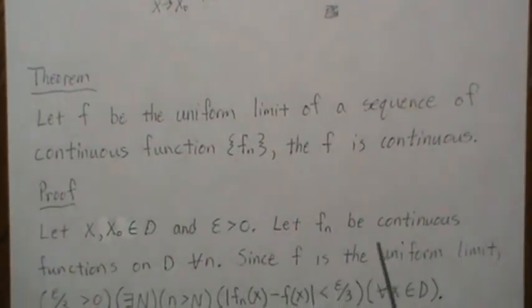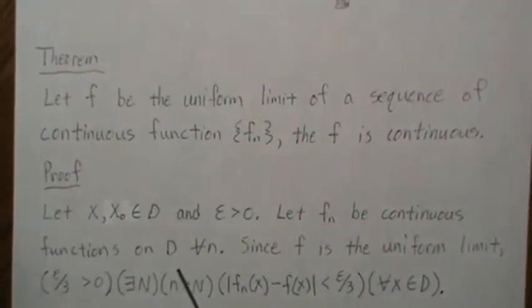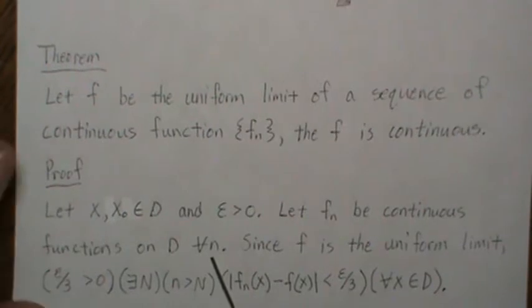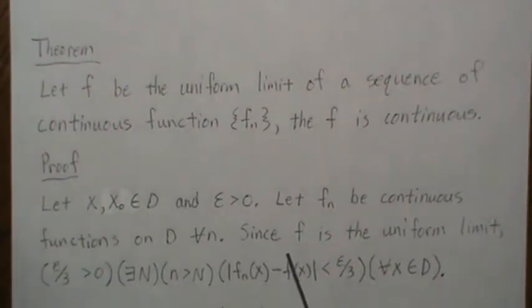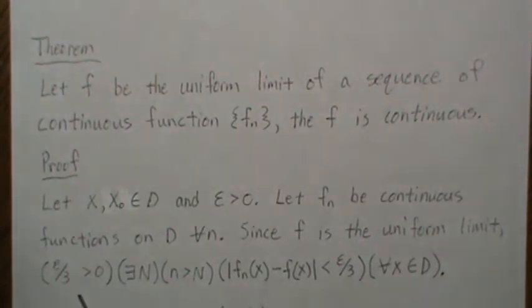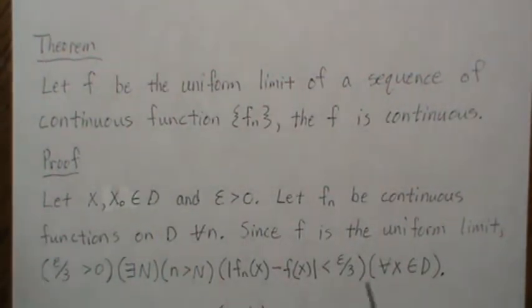Now let f of n be continuous functions on D, for all n. Note that since f is the uniform limit, there exists an epsilon over 3 greater than 0 such that there exists an N, such that for n greater than N, this condition is met, and this is for all x. This is the definition of uniform limit from our background video.